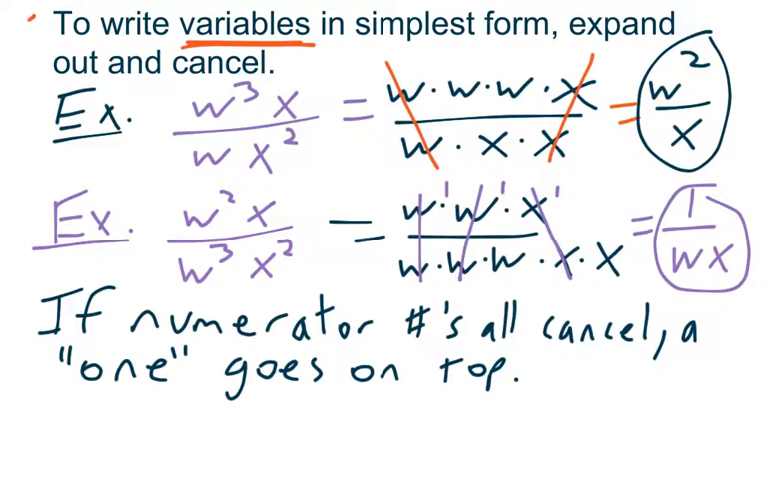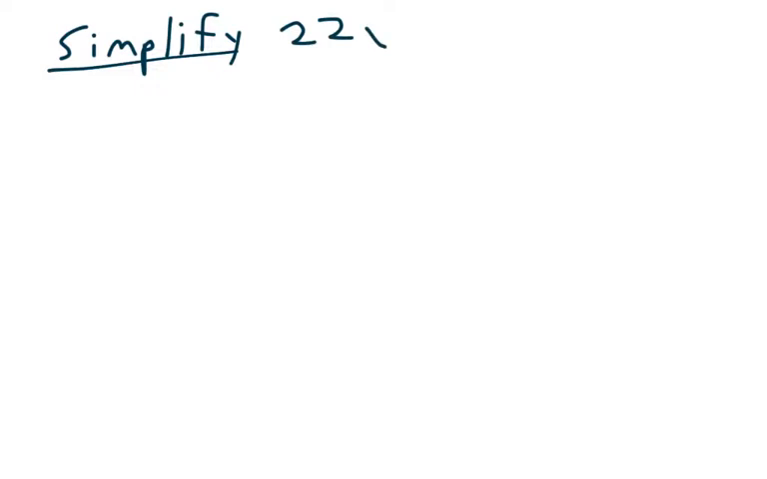Alright, let's put it all together now. We'll do an example that has numbers and letters. So the directions would just say simplify, and we're going to simplify, let's do 22 x y to the third over 55 y x squared.